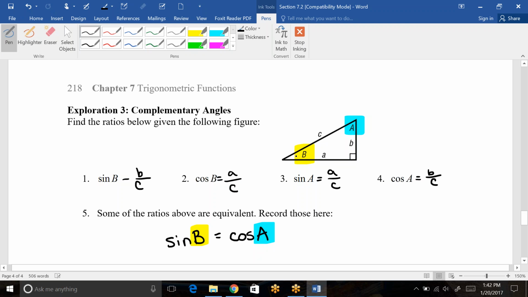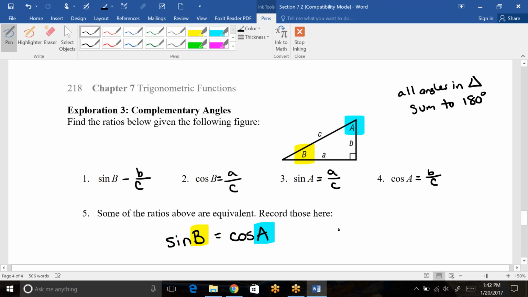So the sine of this angle is the cosine of this angle. If you think about it, that makes sense because in a right triangle, we learned that all angles in a triangle sum to 180 degrees. That's another fact from geometry class. So if this is 90 degrees, that means these have to add up to 90 degrees. So there's a complementary relationship there.